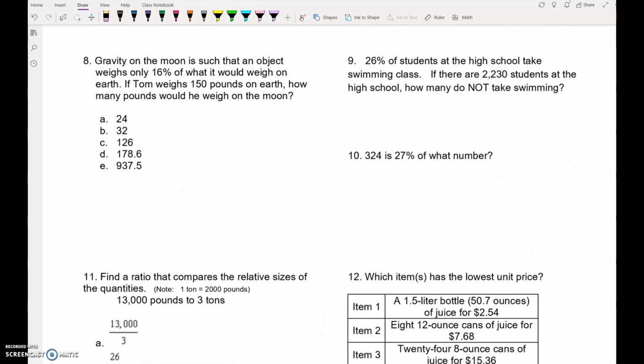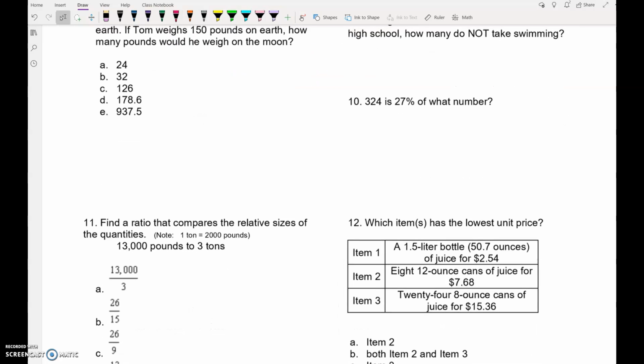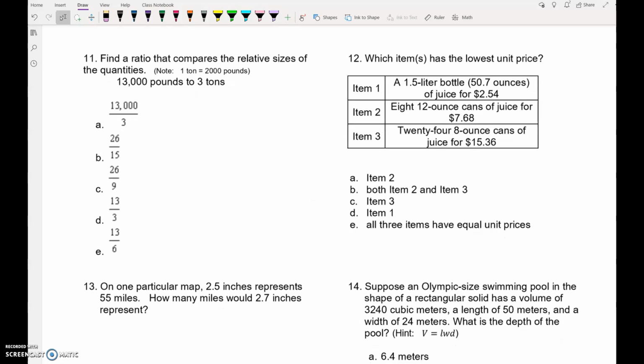The next one we should go through, remember with percents that the word of means multiply, and the word and means equals. And check out my answer key to see how I set up each of those problems if you're struggling with 8 through 10.